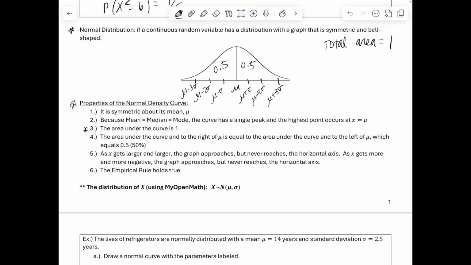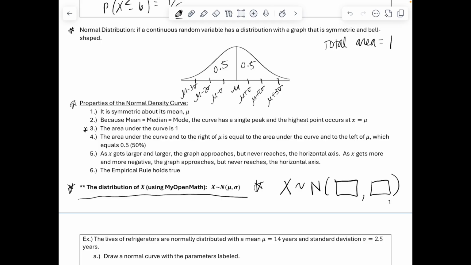So a key thing here to make sure you note and make sure you have this starred a bunch of times is that on the My Open Math homework, quizzes, and exam part of our class, it's going to ask for you to state what x is following. And so it will have this written as x is approximately normal, and then it's going to give you 2 blanks that you are going to be filling in. This is just a check to make sure that you understand and you have read the problem. So in the first blank, you need to put in the mean, and in the second blank, you need to put in our standard deviation.